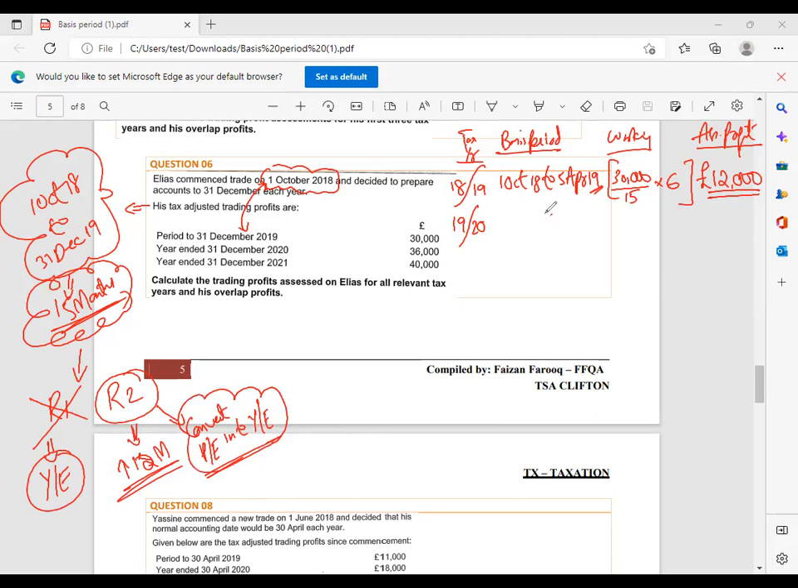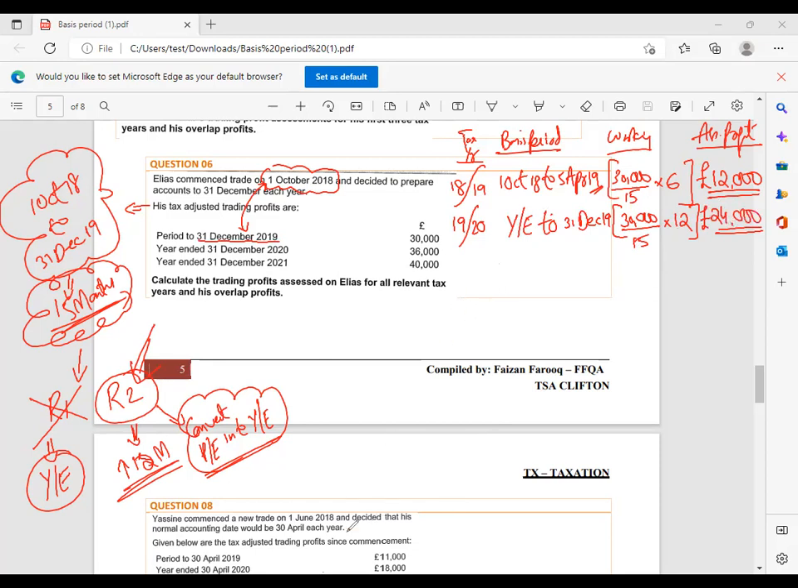How to do that? What are we doing? We will write the ending date, which is this 31st December 19, and at the beginning, what are we writing? Year end. Simple: we convert the period end into exactly 12 months, meaning this 30,000 is for 15 months, but as per Rule 2 we are only taking 12 months of it. So what is the answer coming? How much? 24,000. Got it? Any confusion, please ask.